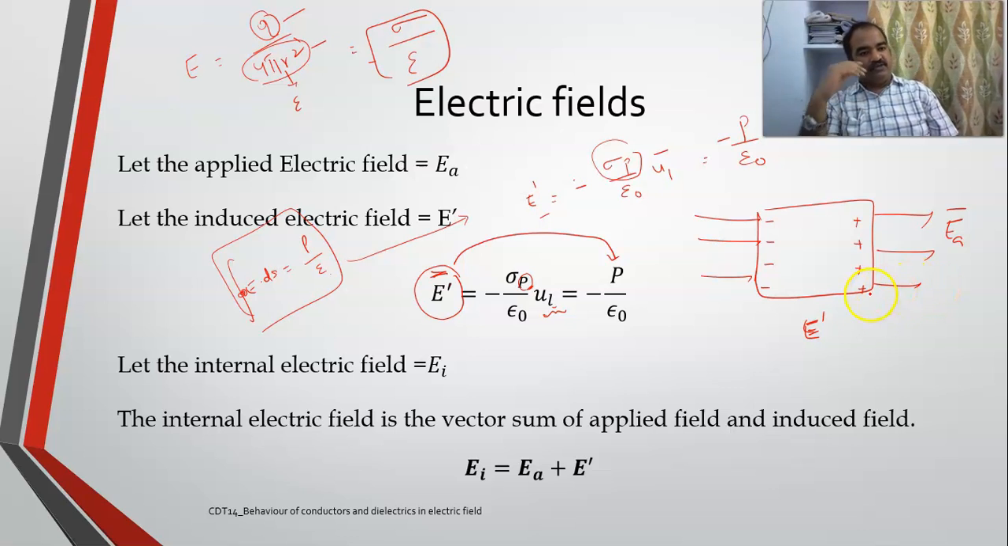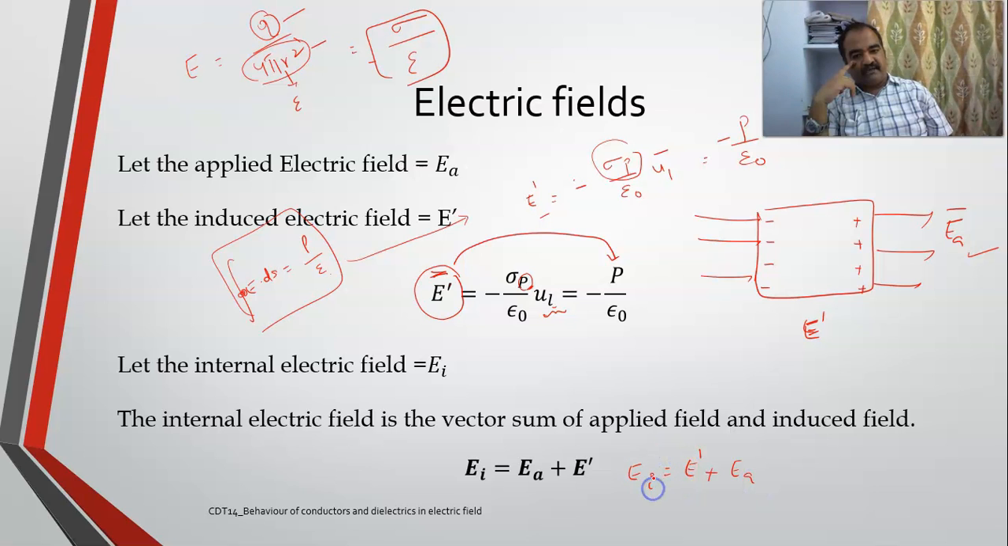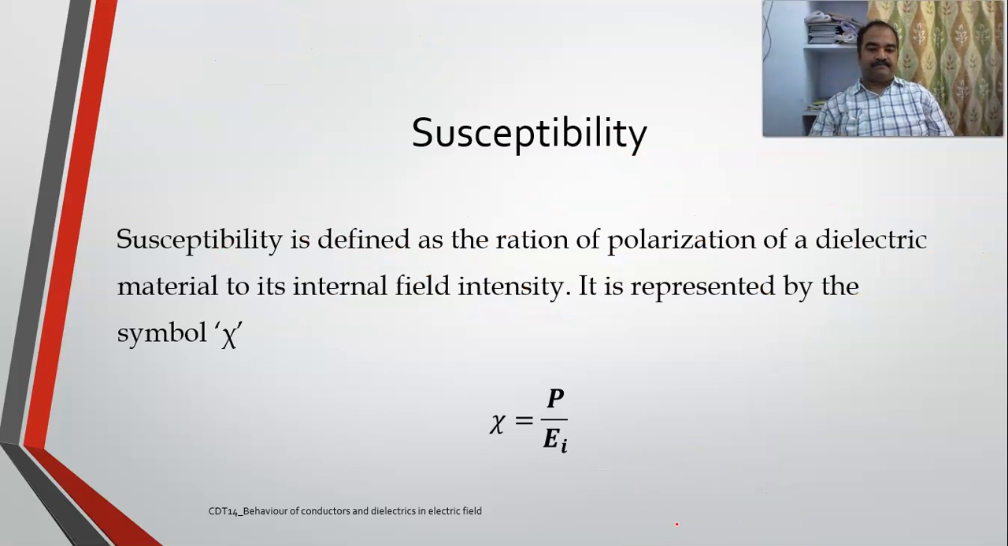So this is the induced electric field and this is the applied electric field. So now what is the developed electric field? E dash plus EA is nothing but your internal electric field which is now present inside. So this is applied, this is developed. So internally what is present right now? This plus this. Now EA I'll directly take as this one, and E dash I'll take as minus P by epsilon. This is my internal electric field.